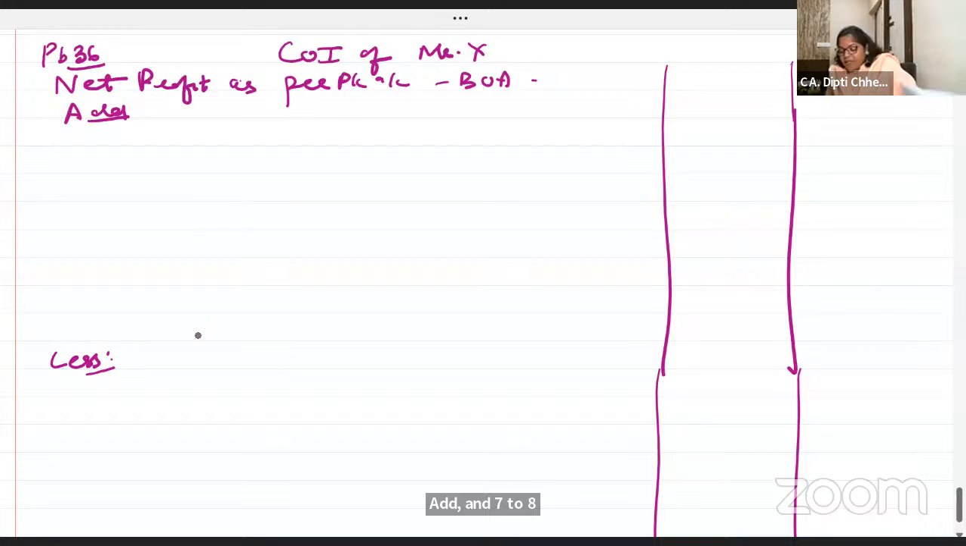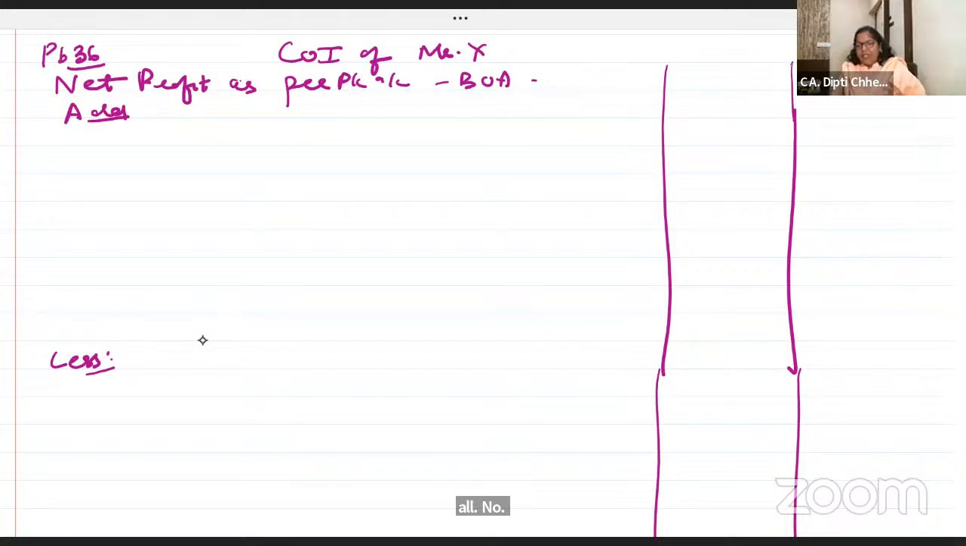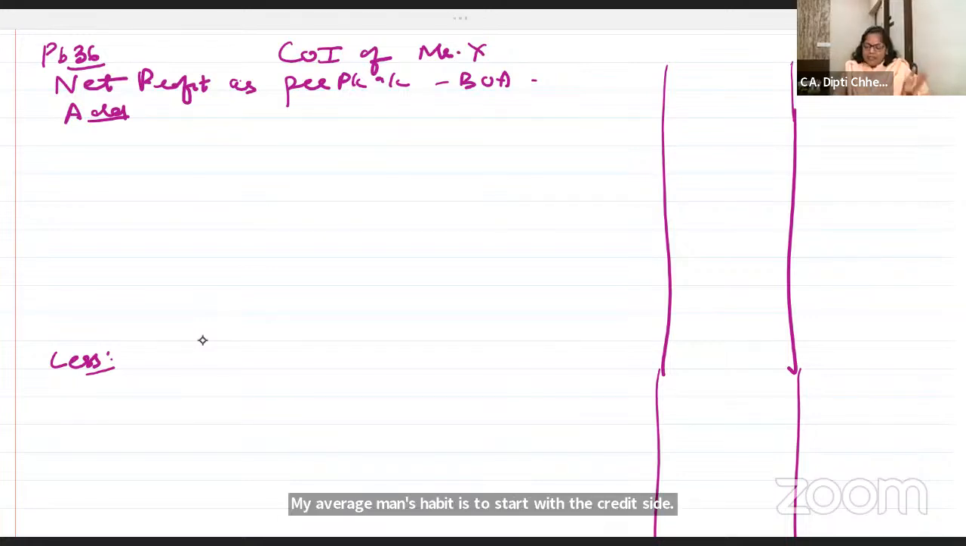Now you know how you will do it? Some students are confused. Ma'am, shall we take adjustments simultaneously? No. My habit, Dipti ma'am's habit, is to start with the credit side. You can start with the credit side or with the debit side. So I'm starting with the credit side. Put your left hand and read the problem. GP, what to do? Nothing. Commission and discount, nothing. Sundry receipts, nothing.